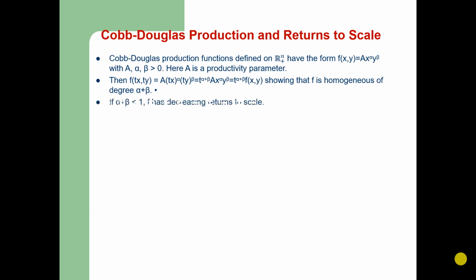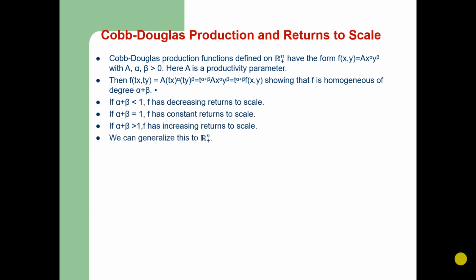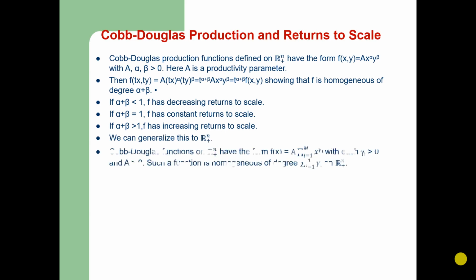If alpha plus beta is equal to 1, then there are constant returns to scale. If alpha plus beta is less than 1, then there are decreasing returns to scale. If alpha plus beta is greater than 1, then there are increasing returns to scale. We can generalize this to the non-negative orthant of n-dimensional positive Euclidean space.